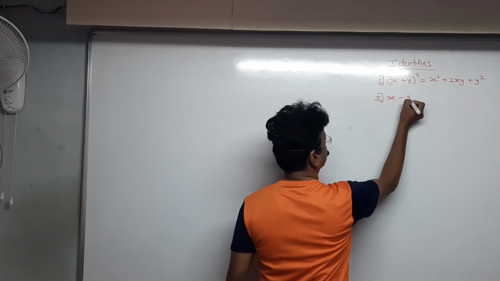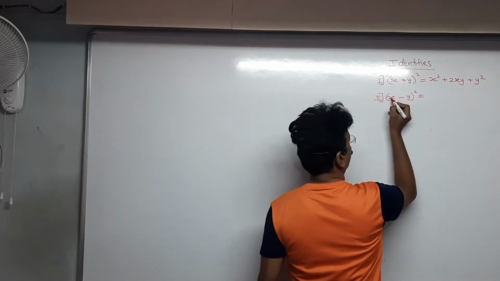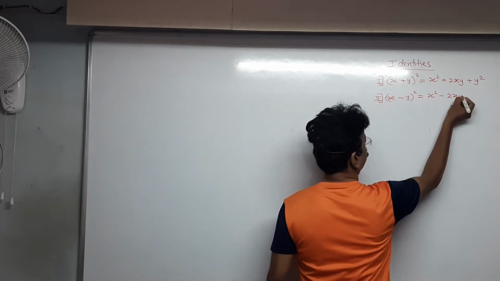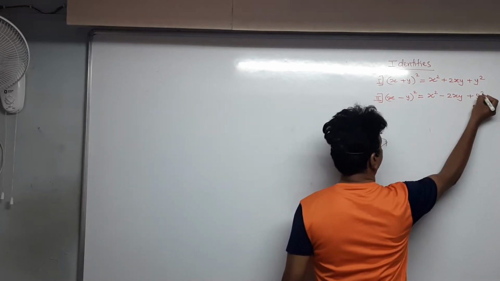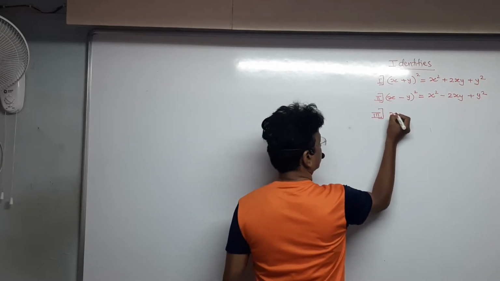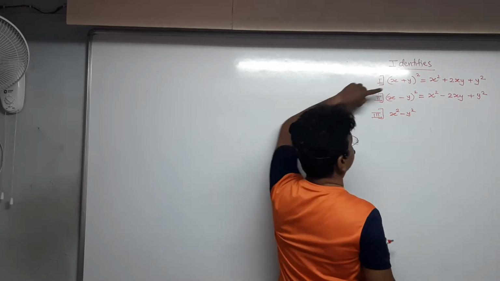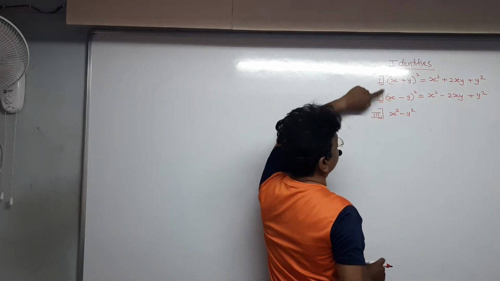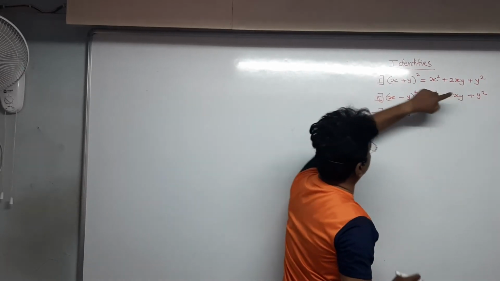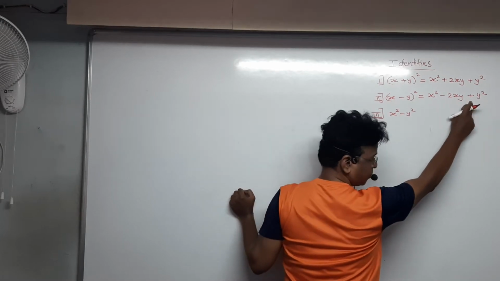(x minus y) the whole square will be equal to, now see, square of the first term, x square, minus 2xy. Very good. Then there is a third identity, which is x square minus y square. Remember, there is a big difference between the three. Here it is a whole square, and at that time the identity is this. Here also it is a whole square with the minus in between, and that time the identity is this.